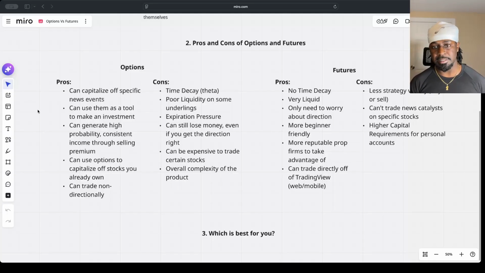Another pro, you can actually use them as a tool to make an investment. So rather than just buying shares of a stock at whatever the current price is, you can sell to open put options on that stock.